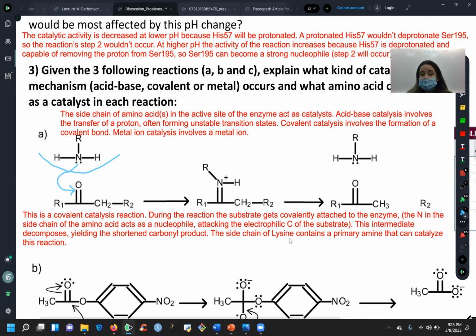The side chain of lysine contains a primary amine that can catalyze this reaction. So yeah, if you guys remember, what amino acids had a positive charge with amines? It was lysine and arginine, right? So this is what I mean. This stuff is just building on itself. You just have to know who does what.